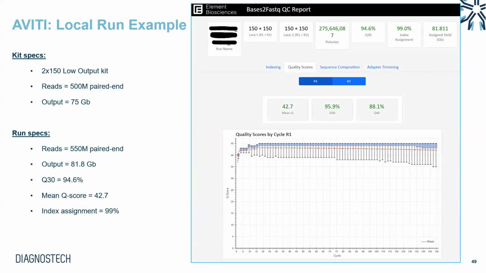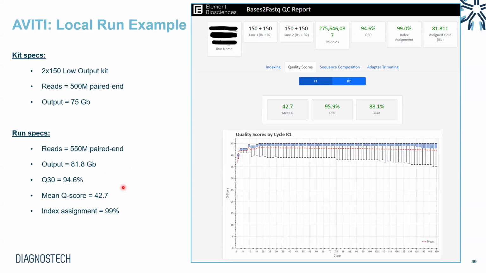So now I want to show you some real data. This is from one of our customers in South Africa that are running exomes. And as we can see over here, the kit specs, it's a 2x150 low output flow cell, whereby we expect to get around 500 million paired end reads, which is around 75 gigabases of data. And what we can see from their run specs is they were easily able to achieve 10% more than that. They had 550 million paired end reads of output, which equated to 81.8 gigs of data.